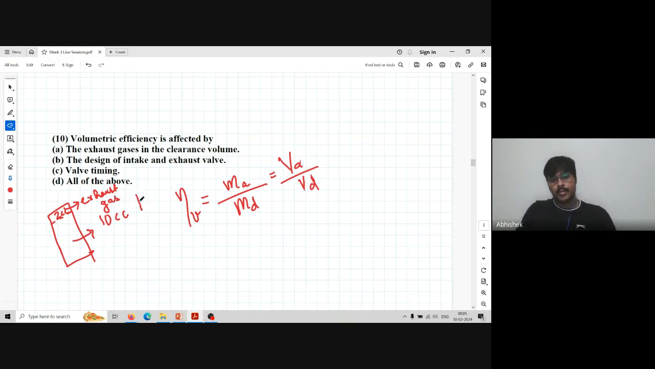Obviously the volumetric efficiency will reduce, right? Because we cannot contain that much amount of it. Yeah, so this one is correct. So all of the answers are the right answer.